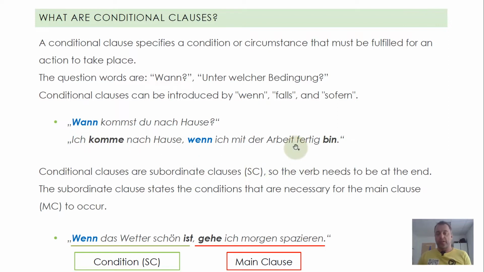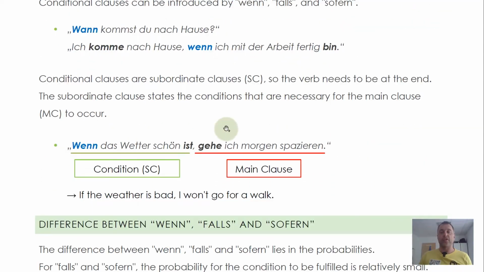So here, the condition to finish work, to be done with work, has to be fulfilled before the action of the main clause can happen. So to come home. So I have to be done with work before I can go home. So this has to be finished first, this action, this condition, and then this can happen. And the subordinate clause is here always the one that states what is necessary for the main clause to occur.